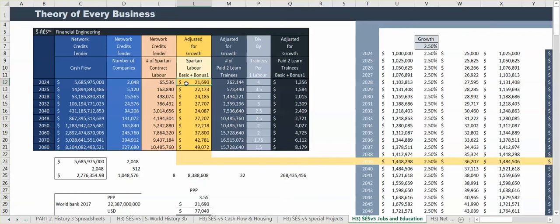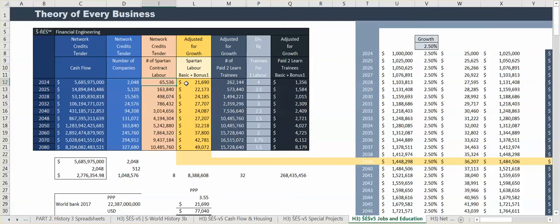Labor is 25% of cash flow. I'm hoping we can get higher than that. I think the global average is more like 15. So 25 is already quite high. Also, the higher the salary is, the less people can have the salary. So remembering that PPP, etc., $21,000 in Malawi is equivalent to $70,000 in the USA. So $21,000 is a good salary, and it creates 65,000 good salaries.